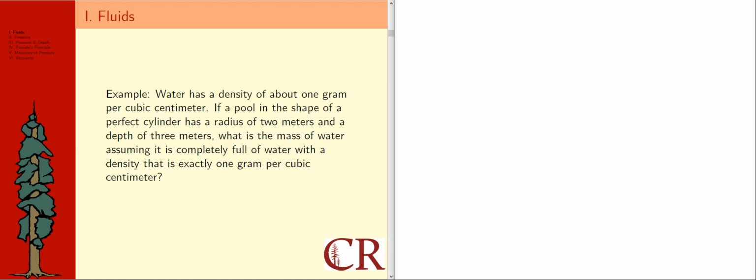It turns out, originally, the definition of the gram was such that at 4 degrees Celsius, there'd be exactly 1 gram of water in a cubic centimeter. For this problem, since we're told that that's exactly true, we're just going to say rho is equal to 1.0 gram per centimeter cubed.